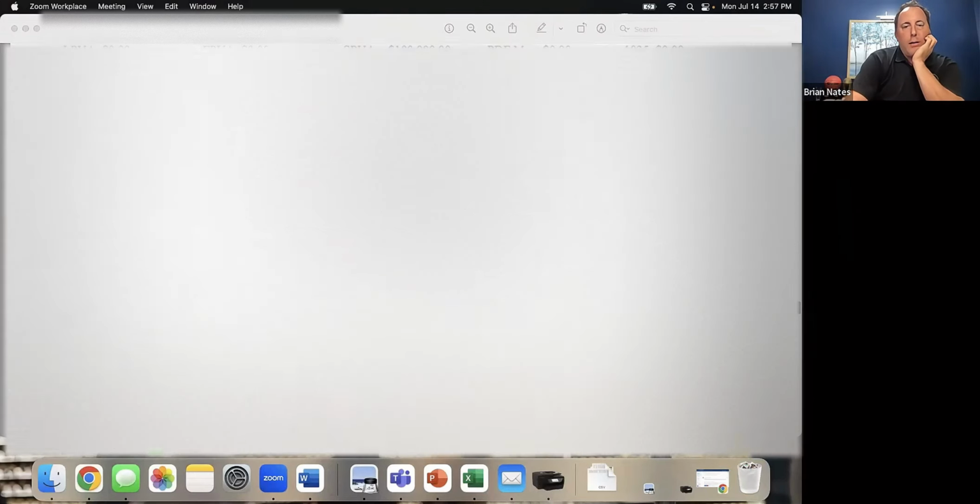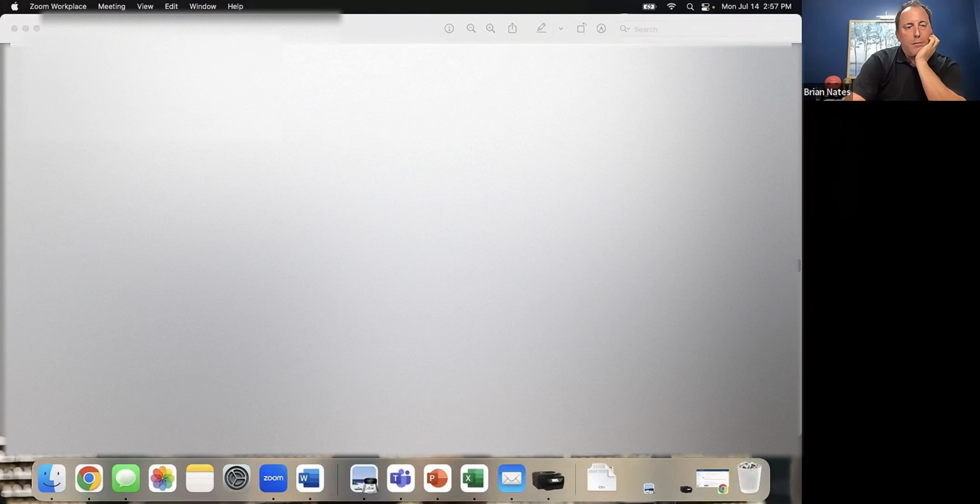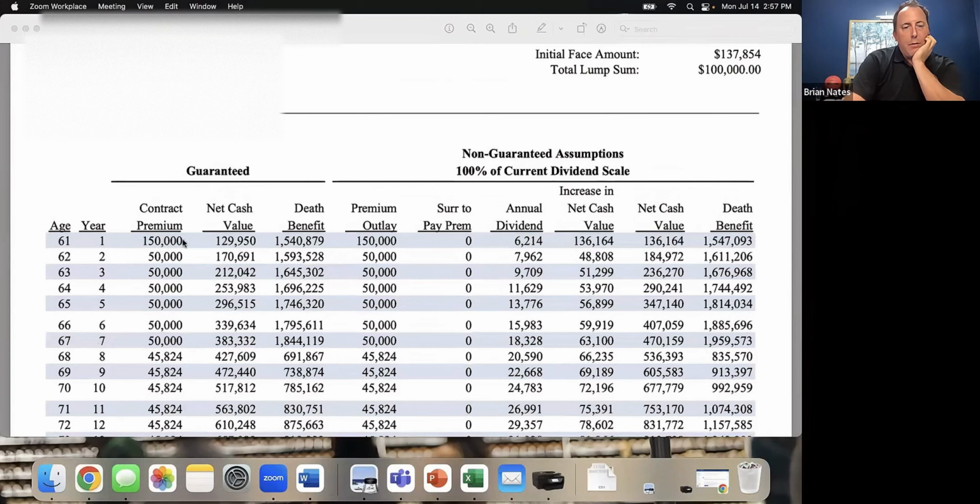And when you look at this, just to break it down, the first year is the 100,000 lump sum plus the 50. Remember, most of those dollars, as you can see reflected here, that first year, of the 150 grand, 136,000 of it is cash value. That's the cash value itself. And the death benefit's 1.5 million that first year.